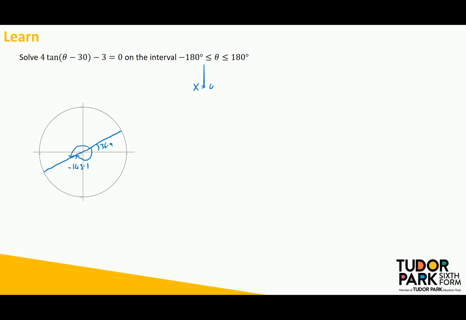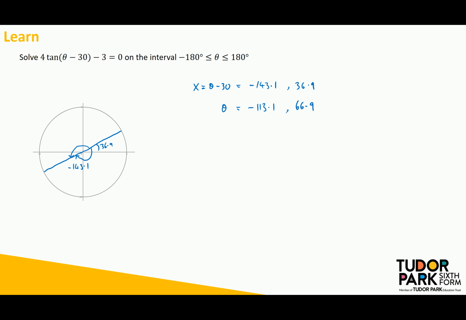So there are my solutions. X, which is theta minus 30, is minus 143.1 or 36.9. And again, to get to theta this time, I need to add on 30 degrees. So adding 30 degrees onto this is going to give me minus 113.1, and adding 30 degrees onto this one is going to give me 66.9. And those are my solutions for that equation.